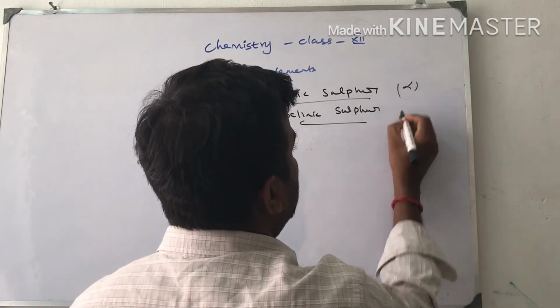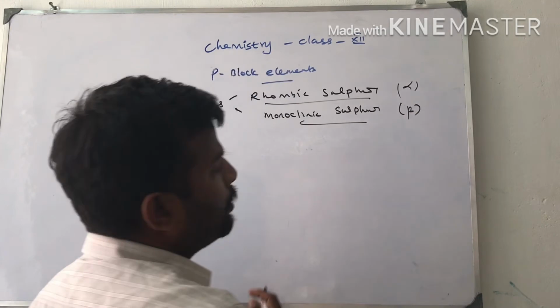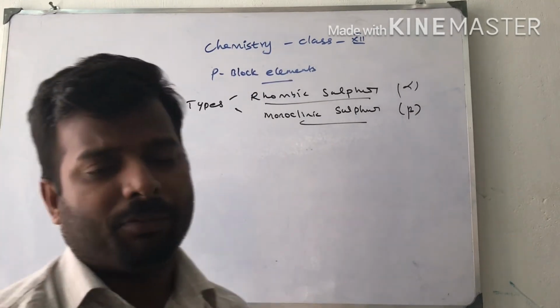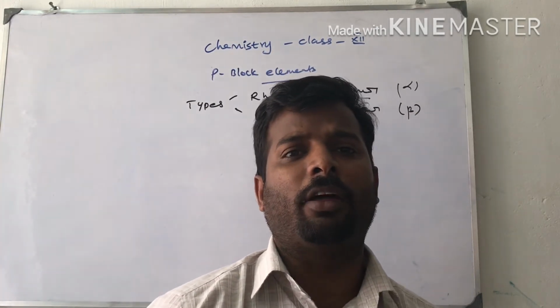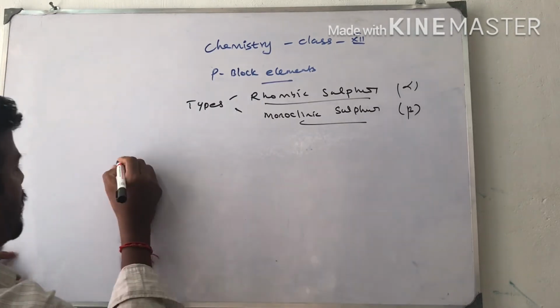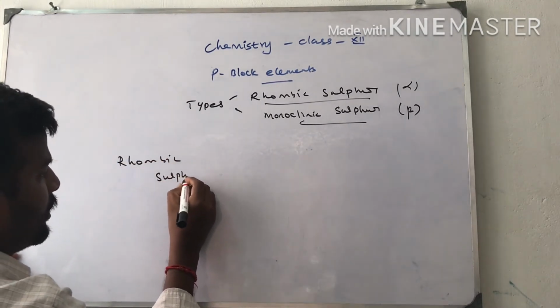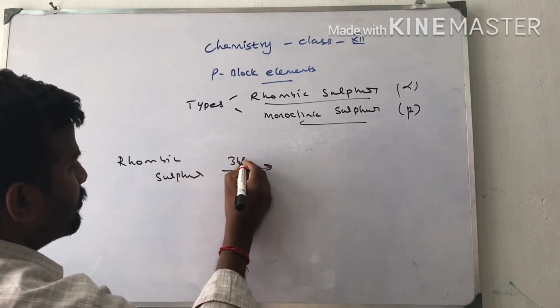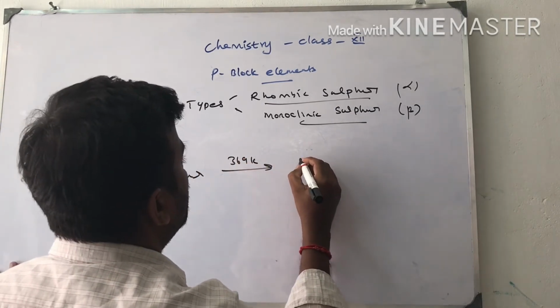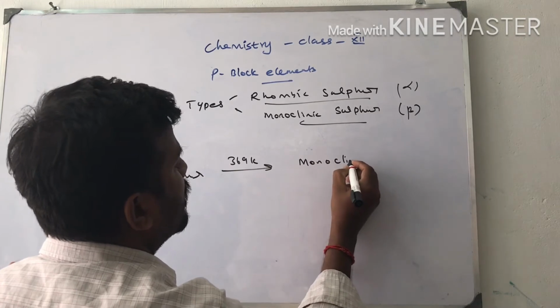This is otherwise called alpha sulfur and this is otherwise called beta sulfur. Rhombic sulfur is the most stable form of sulfur. When rhombic sulfur is heated to 369 Kelvin, it turns to monoclinic sulfur.